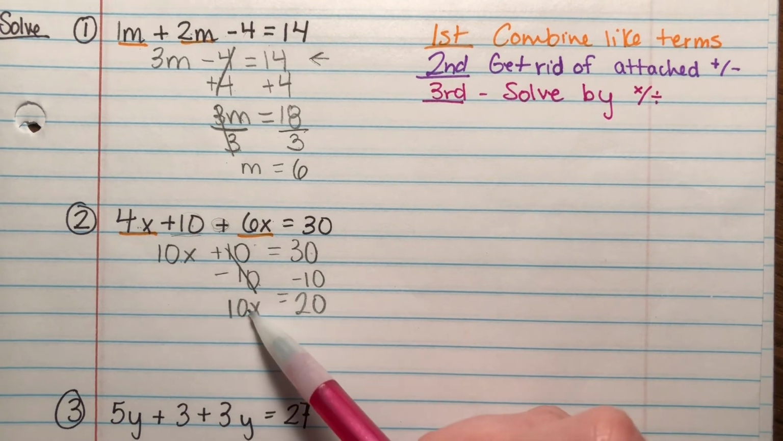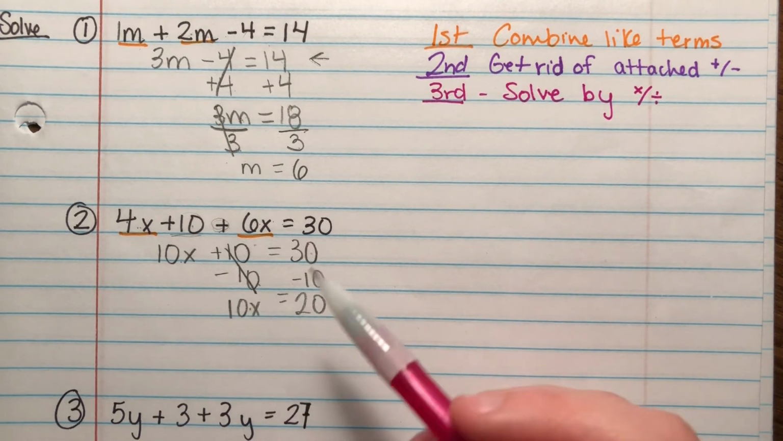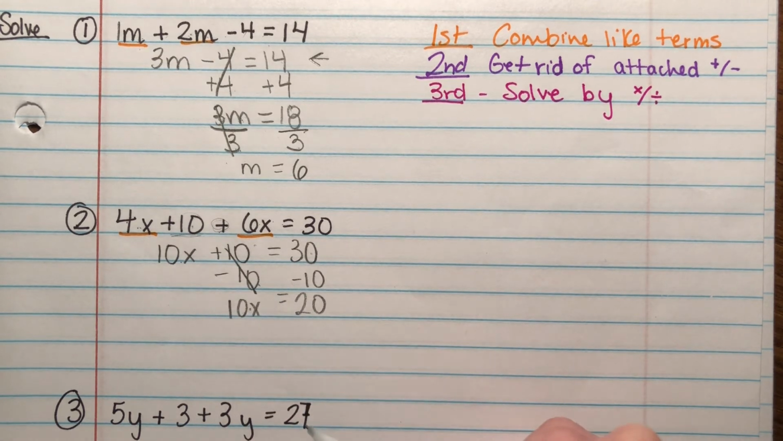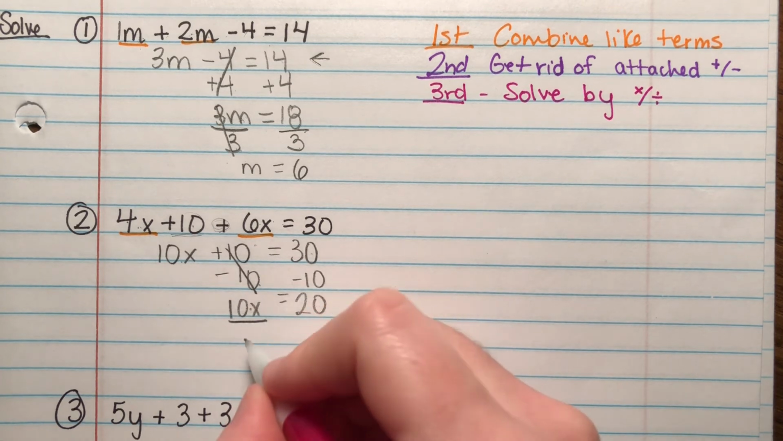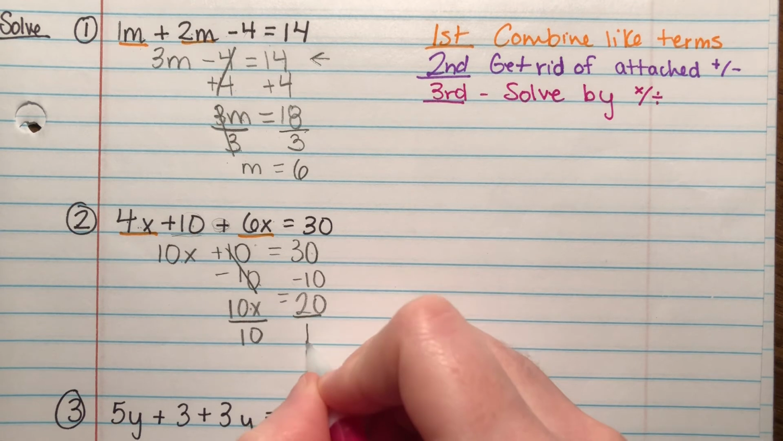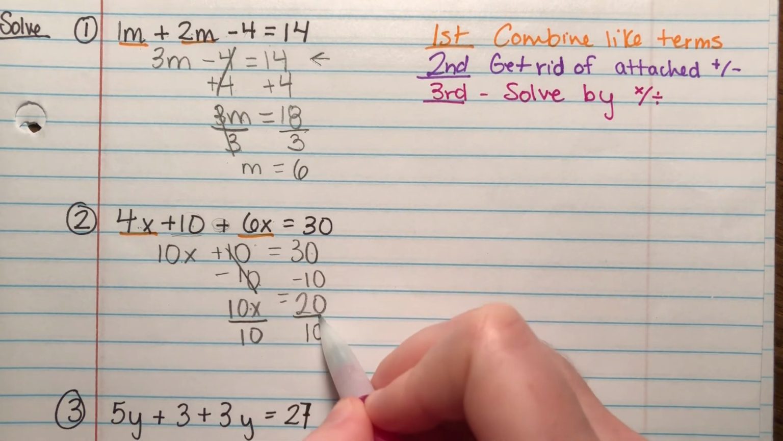Now, I check what operation is being done here. Well, I have 10 times x equals 20, right? So what's the opposite of multiplication? It's division. So I'm going to divide by 10 on both sides, because whatever I do to one side, I have to do the other.